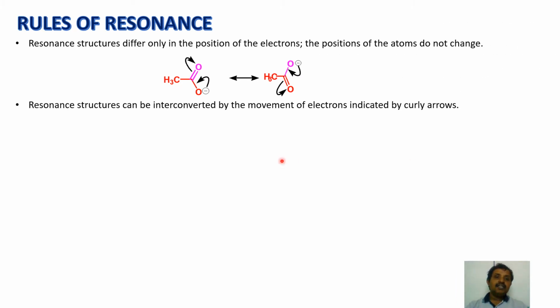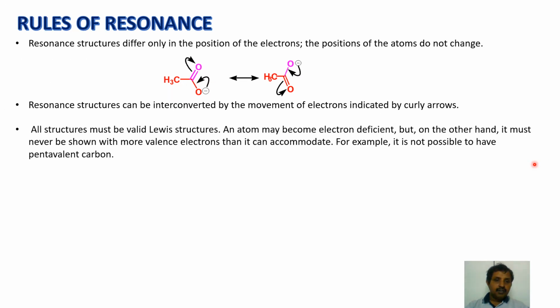The next is that resonance structures can be interconverted by movement of electrons indicated by curly arrows. Here these two structures are interconverted by curly arrows. Now all the structures must be valid Lewis structures. All the resonating structures should obey the Lewis structures.